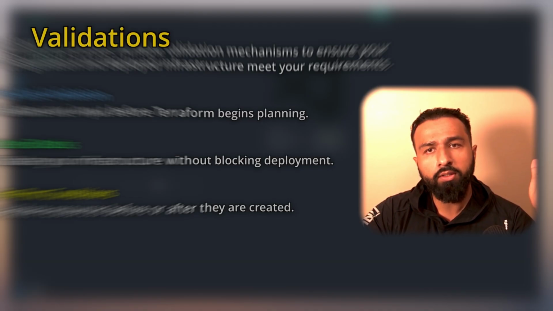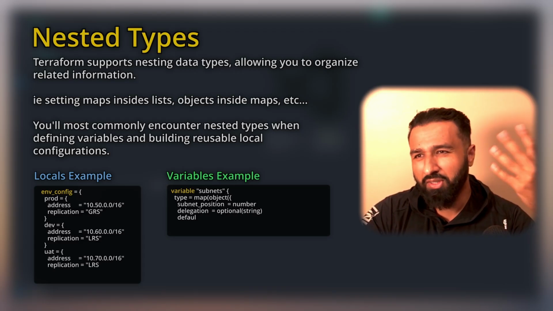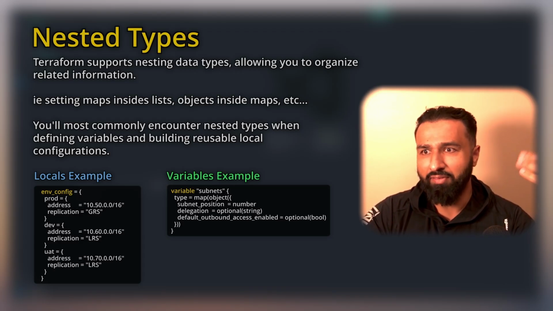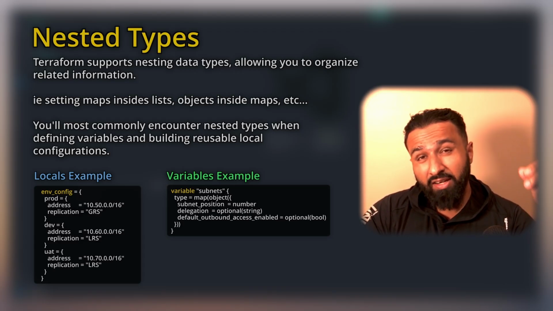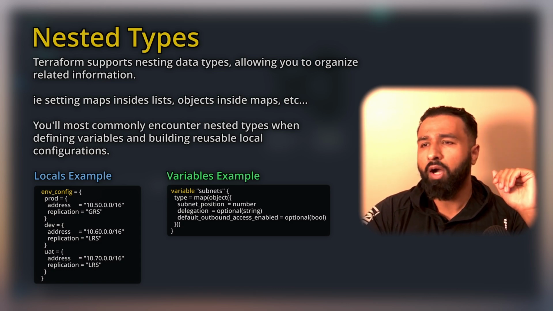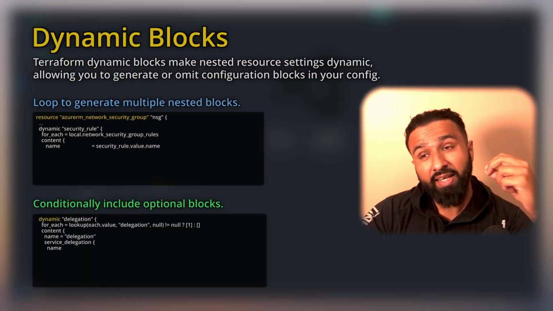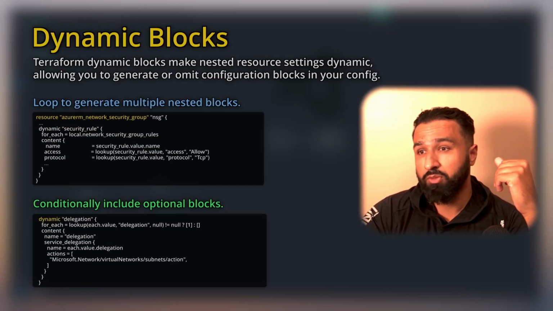And then we'll work on collections more deeply, building on them with nested types, because as projects grow, simple strings and numbers aren't enough. Lists and maps aren't even enough. So we'll learn how to organize our related information into structured objects that make our configurations far more powerful and reusable. And then there are dynamic blocks, which allow us to generate nested configurations in our resources without having to write repeated code either.